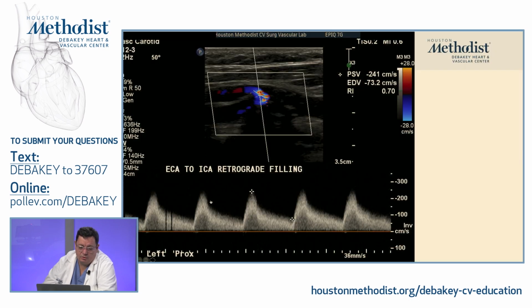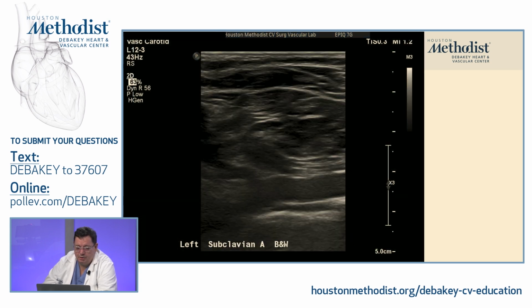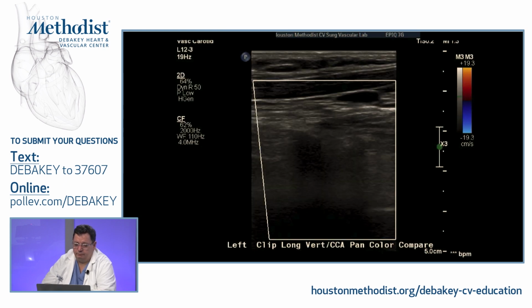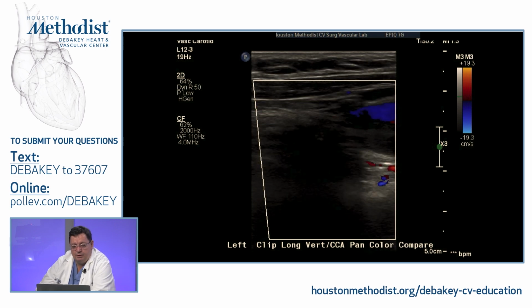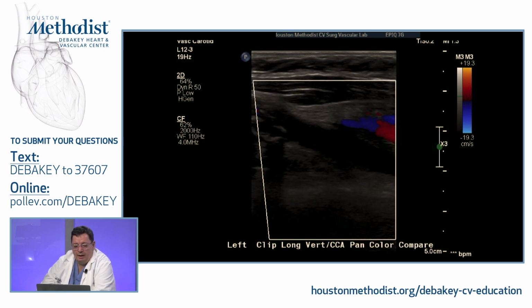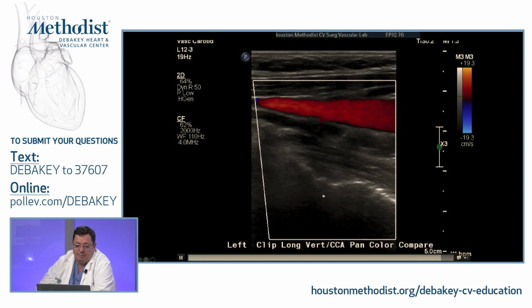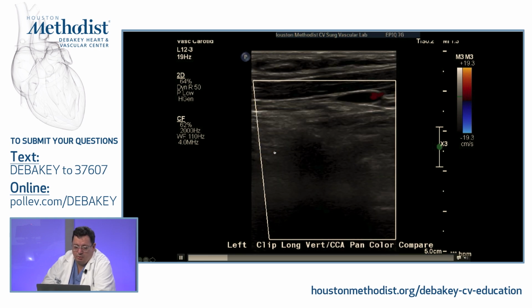but low resistance. I think the low resistance pattern is really important, giving us a clue that this ICA is still open. My subclavian without stenosis, and a vertebral, trying to sample in a common area when it was still red, and my vertebral is still red, so still going towards the head.